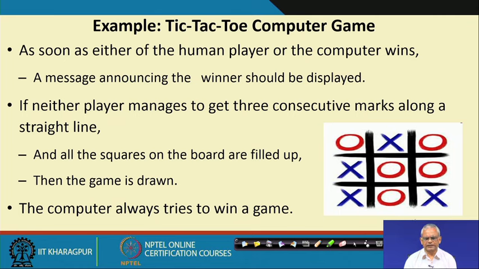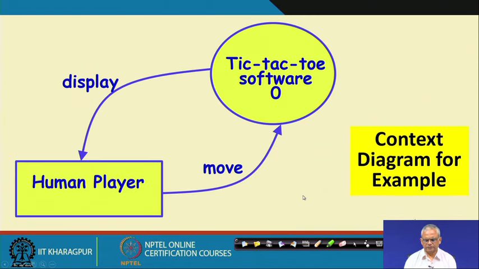The first thing to do is the context diagram. The context diagram is extremely simple, where we draw one circle, write the name of the software there, and then identify who are the users. There is only one user, and that is the player. The player enters a move and receives the response. So that is the context diagram, very simple: write the name of the software, tic-tac-toe software, number 0, the external entity is the human player, who enters moves and receives the display.